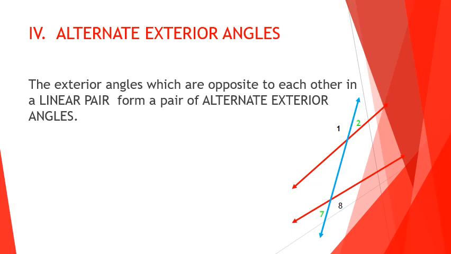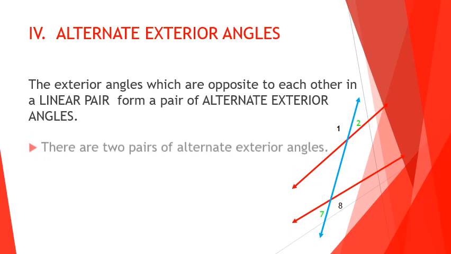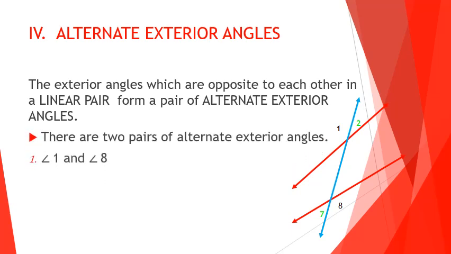Angle 1 and 2 form a linear pair. Angle 7 and 8 form a linear pair. But 1 and 2 are adjacent angles, and 7 and 8 are also adjacent angles. So alternate exterior angles should not be adjacent angles. So angle 1 and angle 8 are on the opposite sides. And here angle 2 and angle 7. There are two pairs of alternate exterior angles.